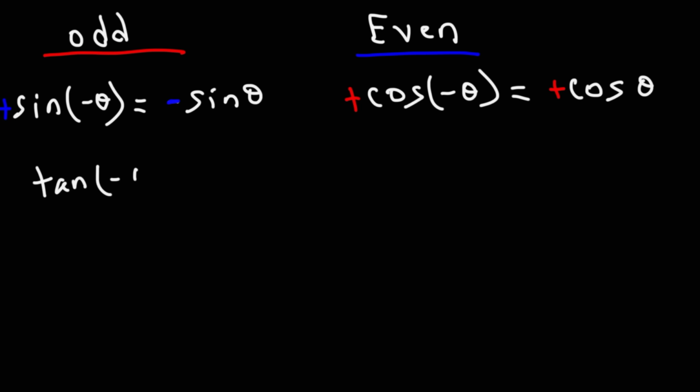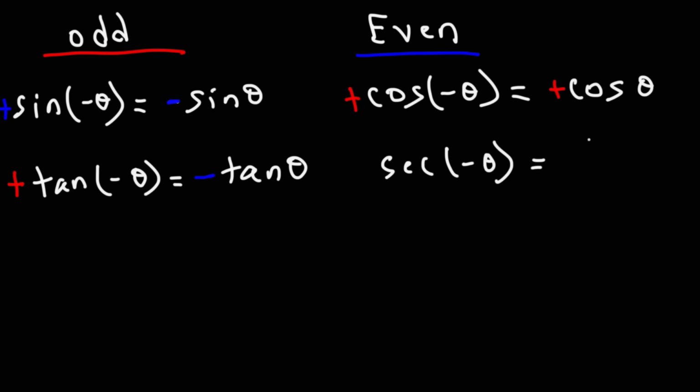So tangent of negative theta is going to be negative tan theta. So here we have positive tan theta, and here tan of negative theta is equal to negative tan theta. So that's an odd function. Secant is the reciprocal of cosine. So if cosine is an even function, secant is going to be even as well.